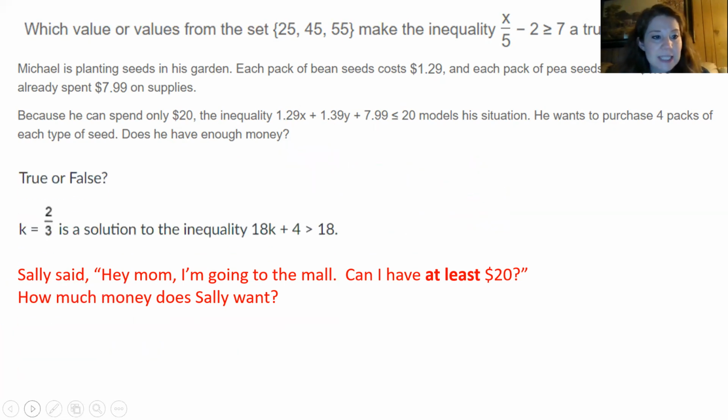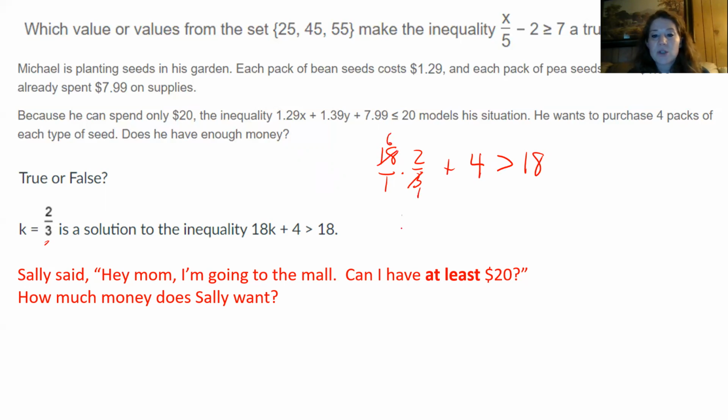All right, the next one says true or false. K is equal to 2/3. So it's saying true or false, is this a solution to this inequality? So we're going to multiply 18 times 2/3 because we're substituting 2/3 for K, plus 4 is greater than 18. Well, I'm going to divide 3 and 18 by 3.